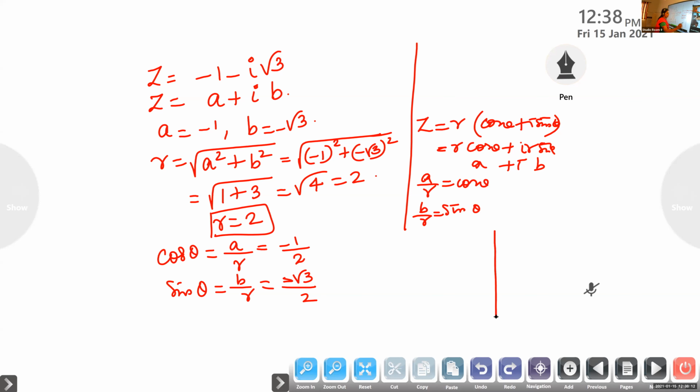So once you find this, you look at the quadrant we have learned. All Silver Tea Cups. Look here: both sin and cos are negative. Both are negative. That means in which quadrant?